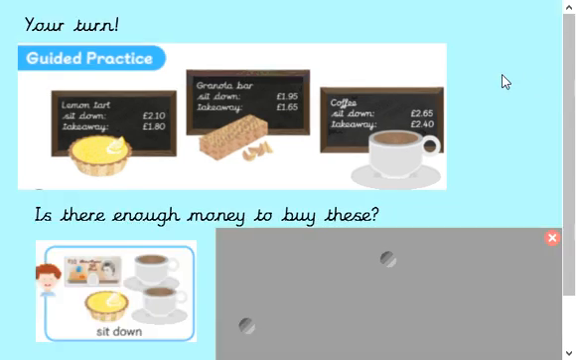Okay, so now it's your turn. This is ramping things up a little bit, a bit trickier. Young man's gone into the shop. He's got a £10 note with him. He wants to buy 2 coffees to sit down and also a lemon tart to sit down and eat. Has he got enough money to buy these? So press pause while you're thinking, and then press play when you're ready for me to go through the answers with you.